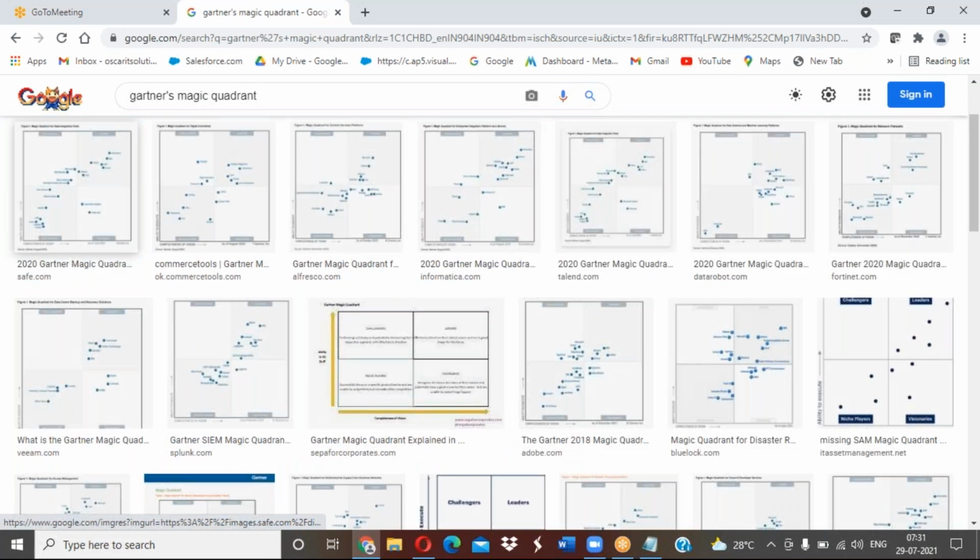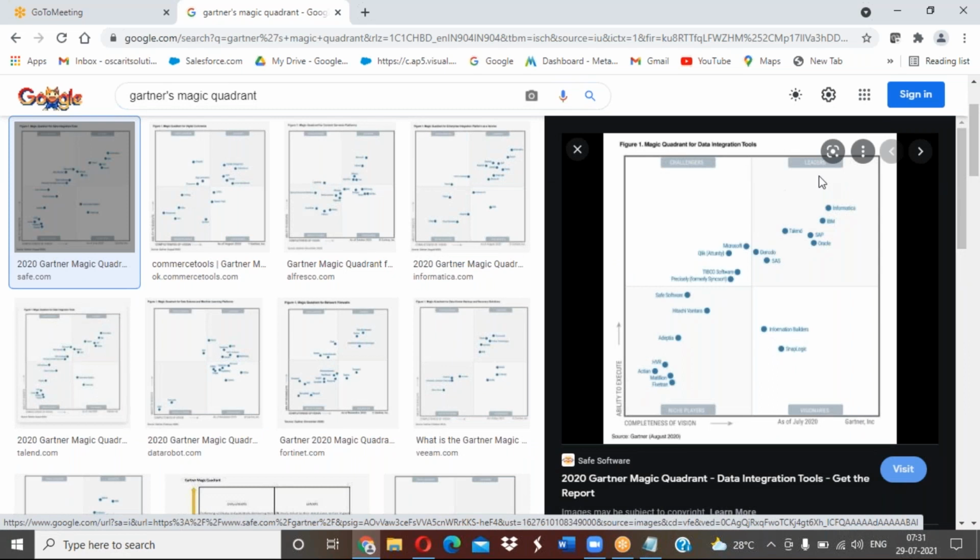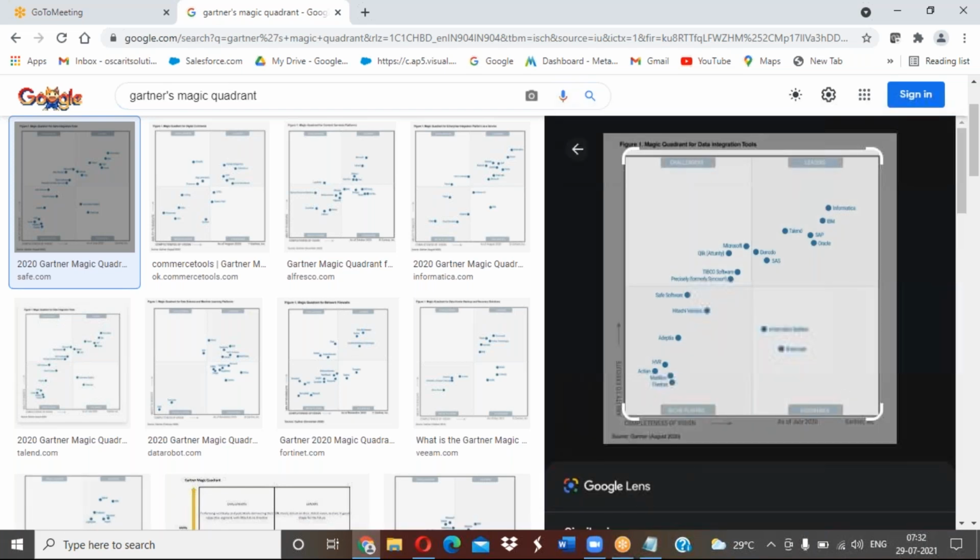Twenty twenty magic quadrant. See here. Here there are four quadrants, guys. Observe carefully. The first quadrant, leaders. The second quadrant, challengers. Okay. The third quadrant, what is this? Let me zoom out. It is niche players. This is leaders, this is challengers, this is niche players, and what is the last one here? It's not that clear. Visionaries. Okay, in total, how many quadrants do we have? Four quadrants: leaders, challengers, niche players, and visionaries.